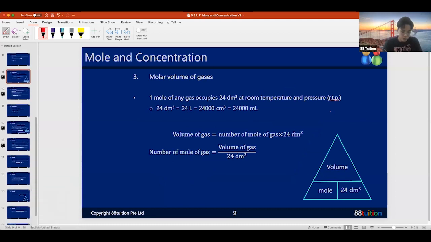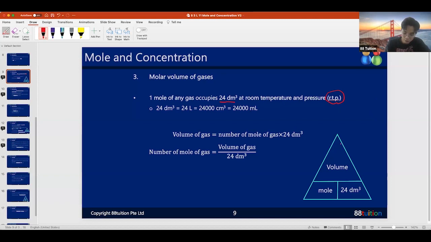Then next we have molar volume of gases. Essentially you need to know this concept of 24 dm cubed. One mole of any gas occupies 24 dm cubed at room temperature and pressure. This is the same for any gas as long as it is at room temperature and pressure. It has to be at room temperature and pressure.